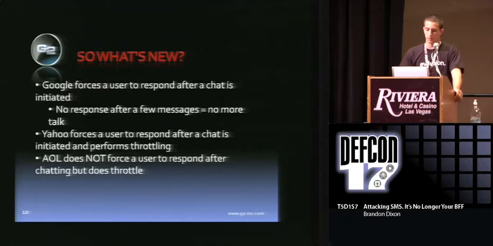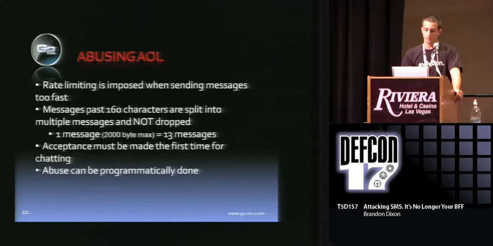Some of these implementations have been done correctly. Google, for one, forces a user to respond after a chat's initiated. If there's no response after a few messages, you have no more talk with that person until they respond later on. Yahoo also forces a user to respond after a chat is initiated, and they actually perform some throttling, whereas Google doesn't. AOL, on the other hand, does not force a user to respond back once a chat is initiated, but they do some throttling, which is easily bypassed.